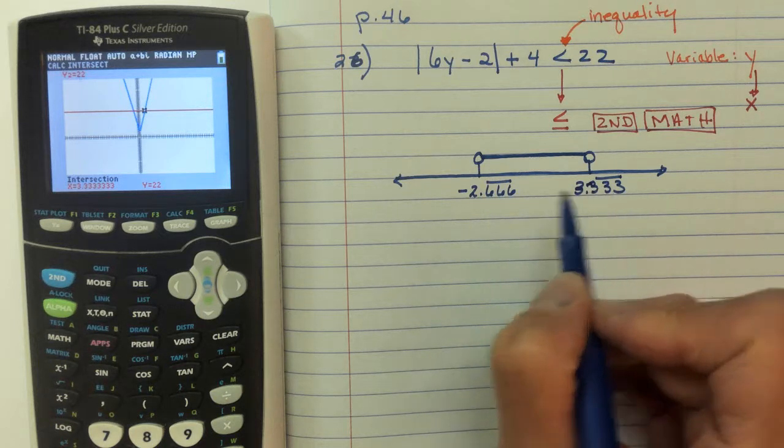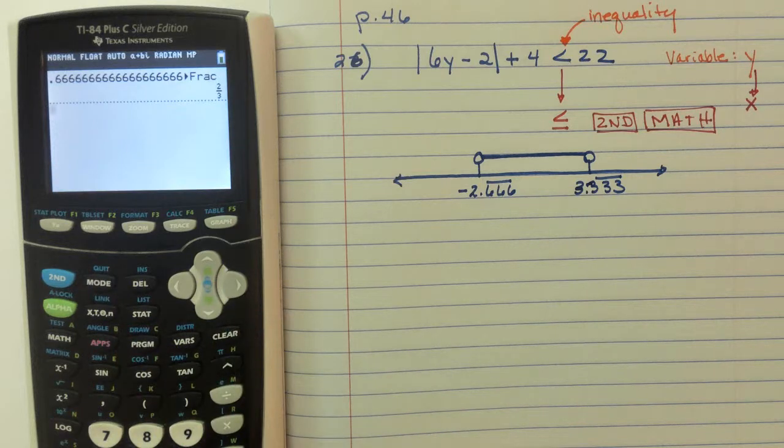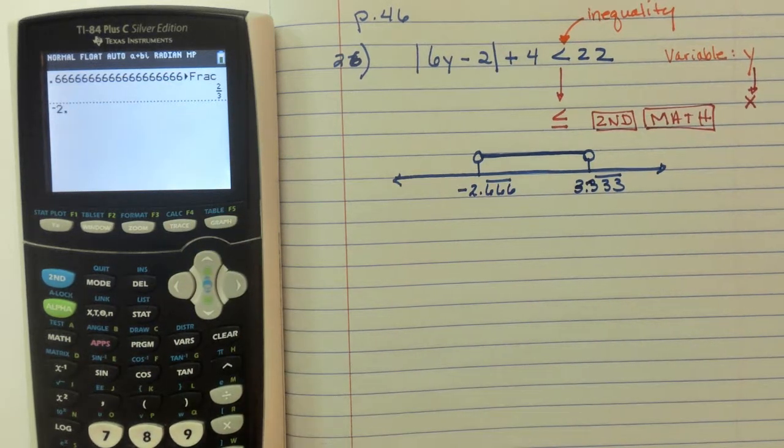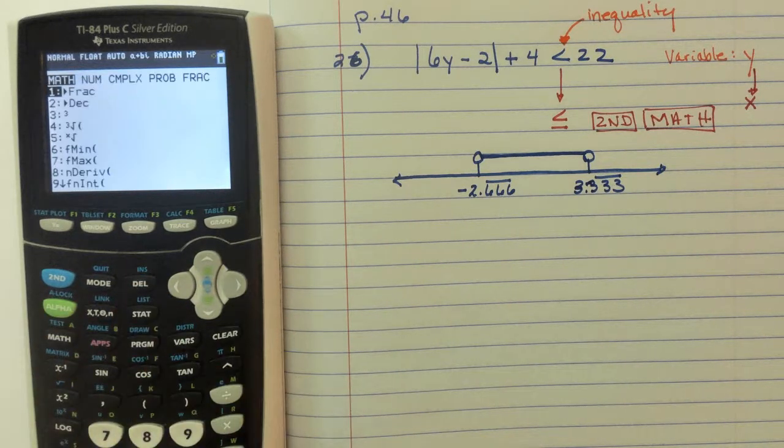So now I'm going to make these become fractions. So I'm going to do second quit. And just like here, I'm going to do -2 point, and I'm going to repeat that 6 across. And I'm going to do math frac.